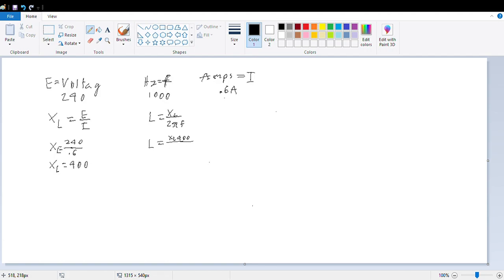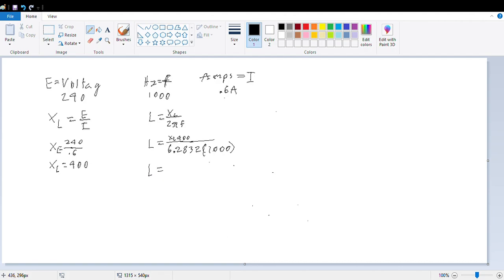And I should have put X sub L there. 2 times pi, which if you still have that from the other, I have it in my notes, is 6.2832. That's 2 times pi. And our F in this formula, because our formula is X sub L over 2 times pi times F, is our hertz, which is the 1000. So this is that times 1000.